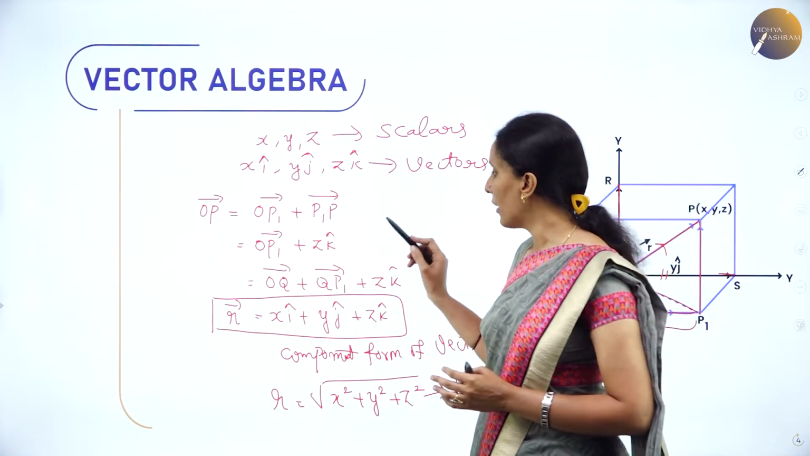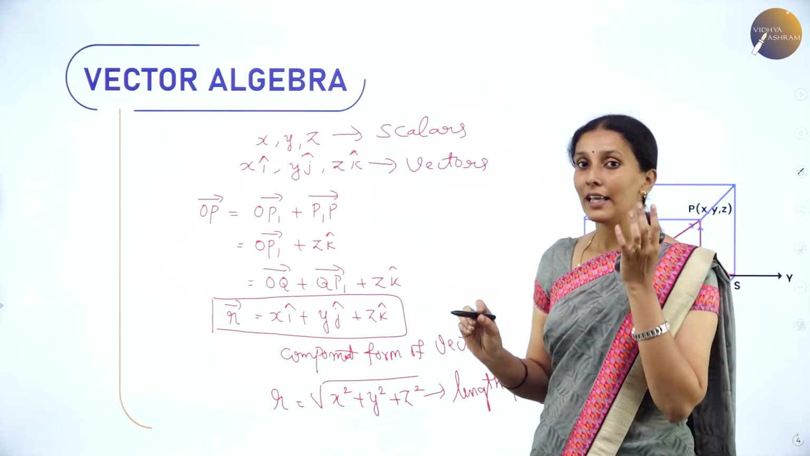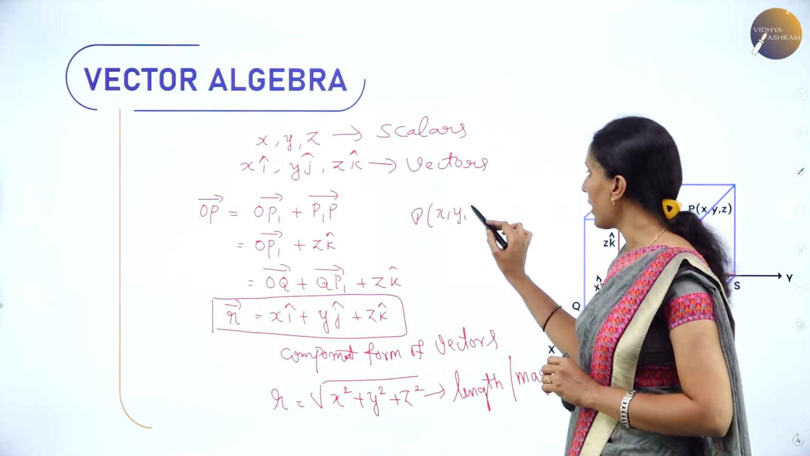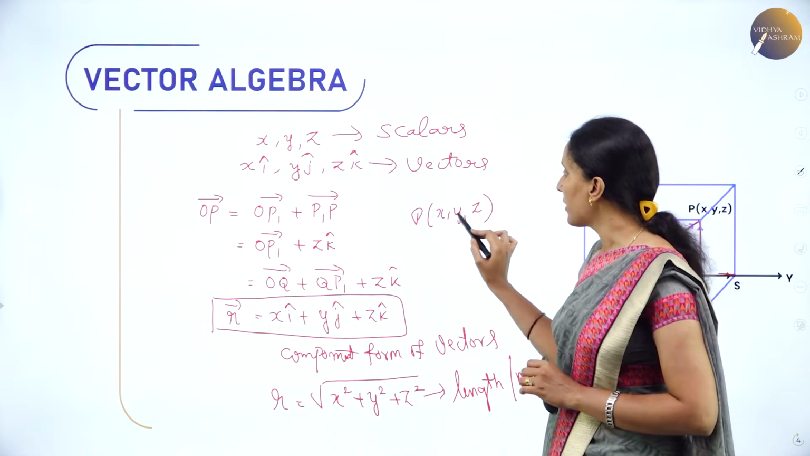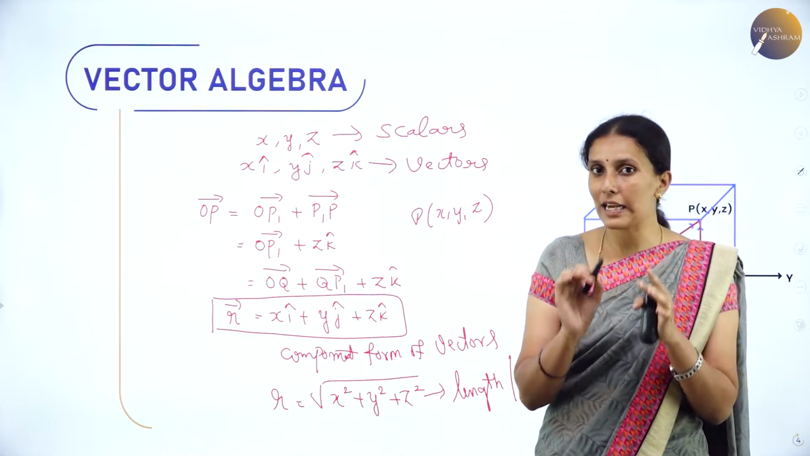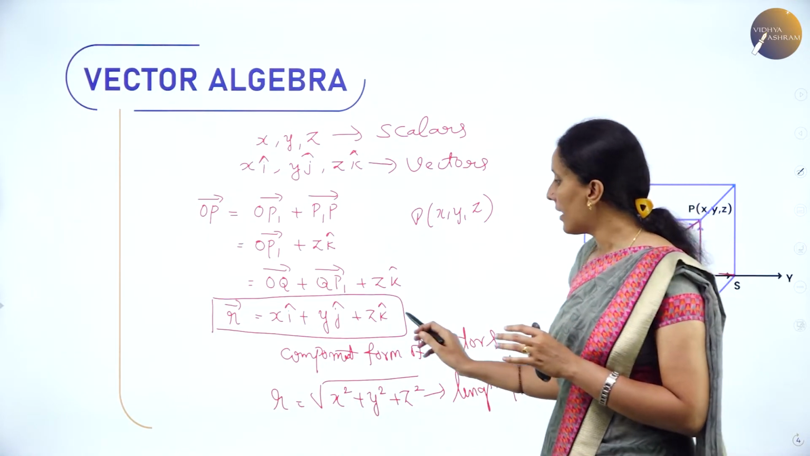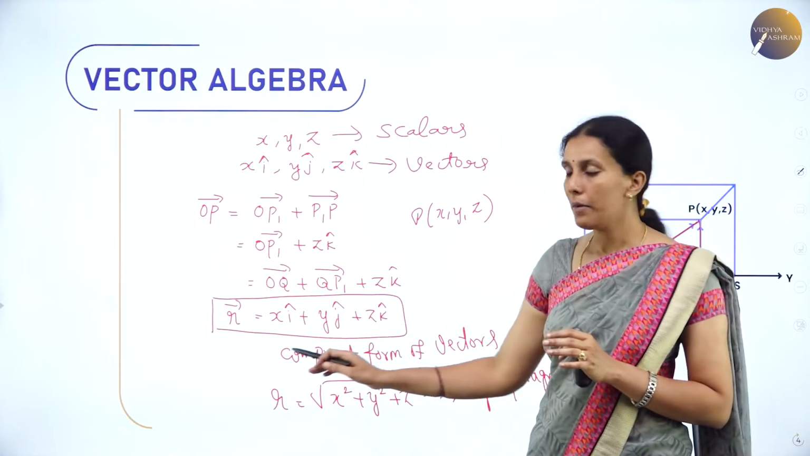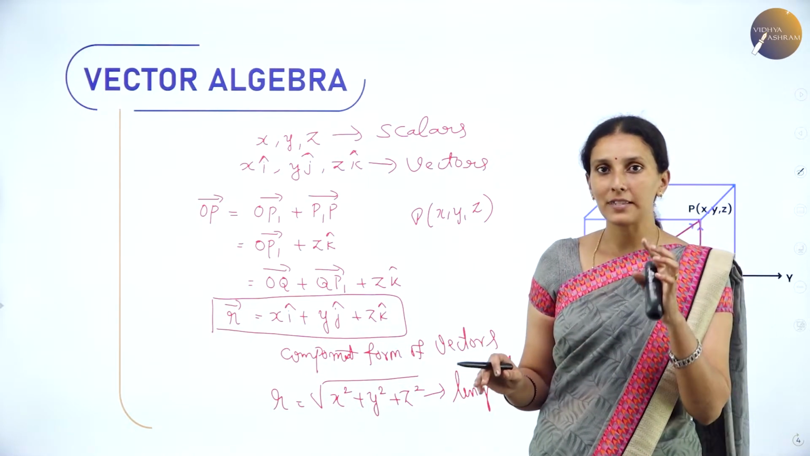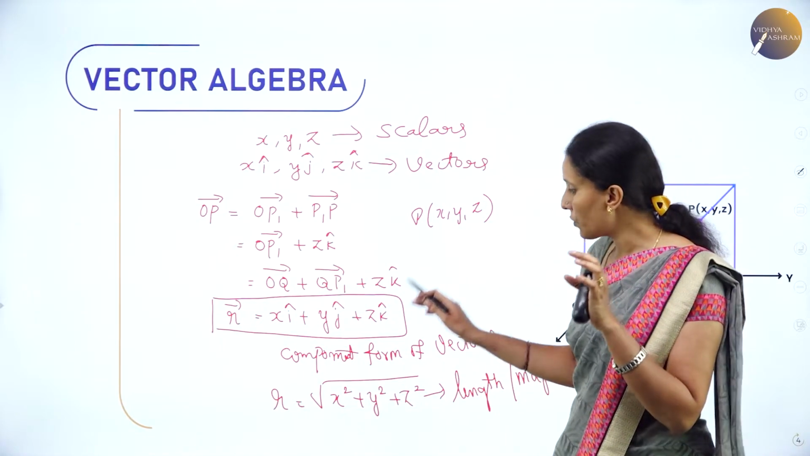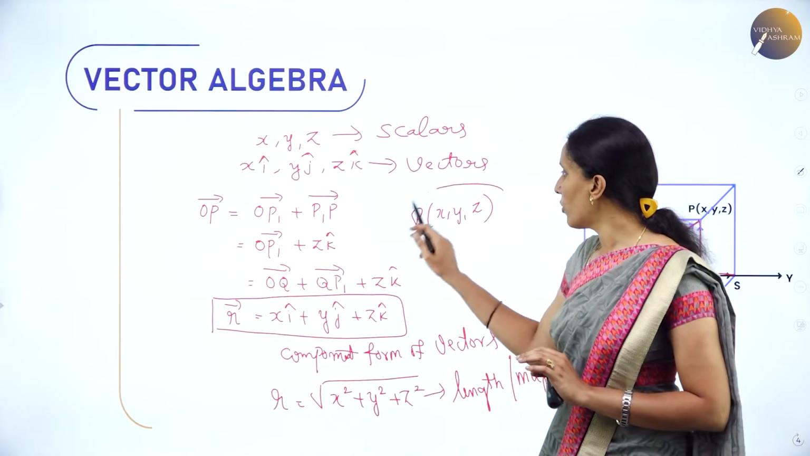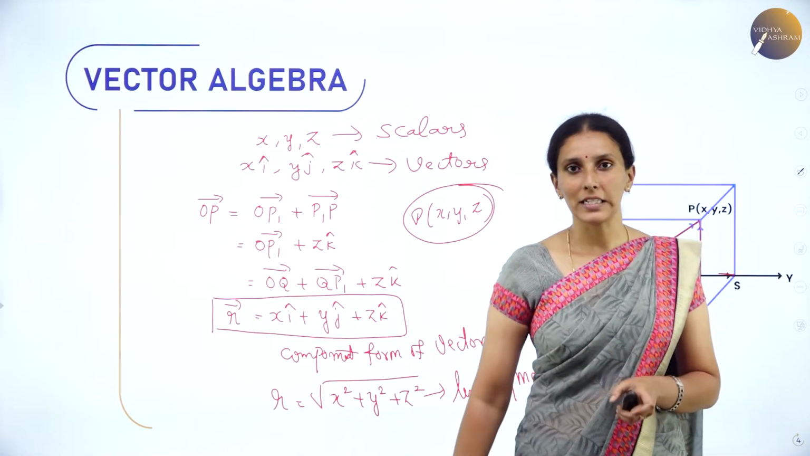So either the vector can be expressed in the coordinate system using P of x comma y comma z, where x, y, z represent the distance from x-axis, y-axis, z-axis to point P. And this is also one and the same, but this is the usual form where we represent the vector. All vectors are usually represented in the component form, or it may also be represented using the coordinate system form.